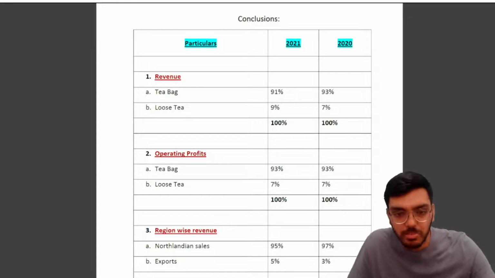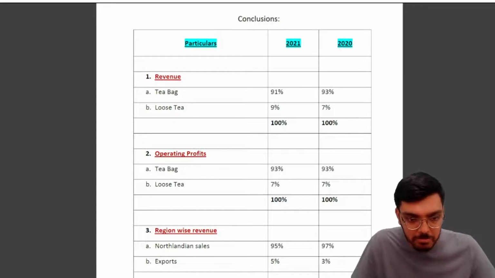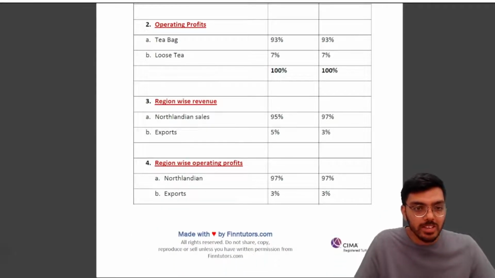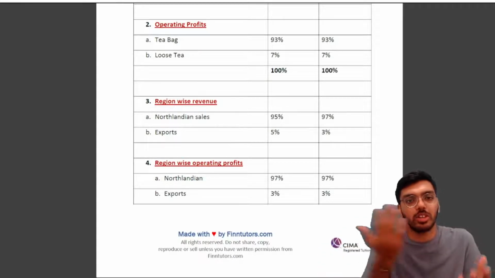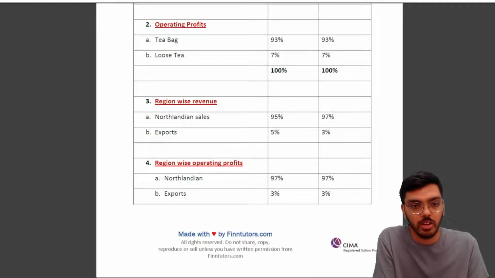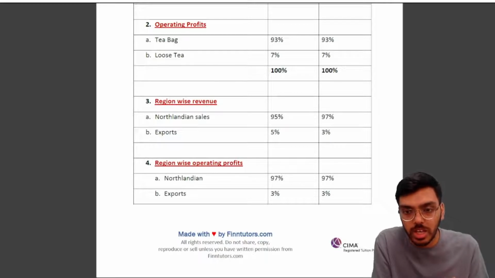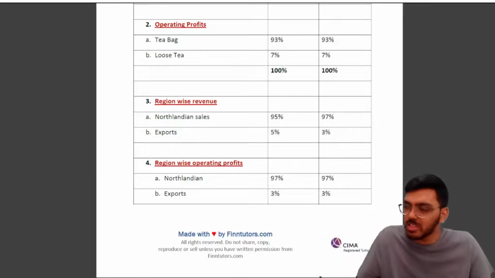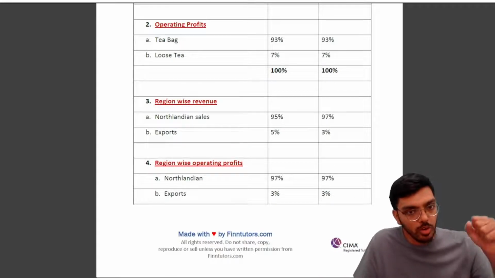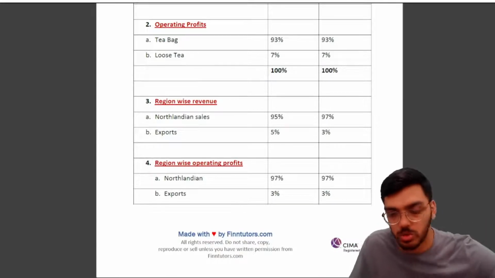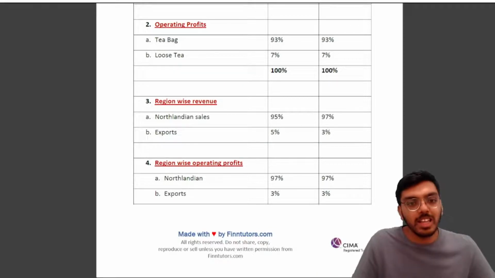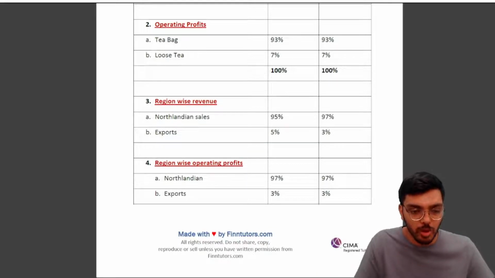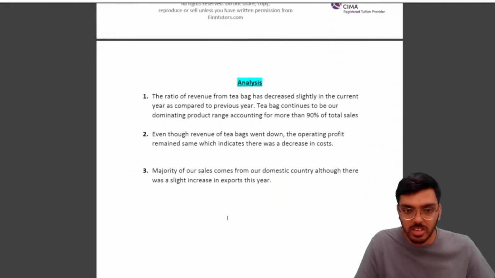Operating profits pretty much remained the same. If you look at the region wise revenue, your exports have gone up a little bit, but your Northlandian sales are your major share, are the only area that you are looking at as of now, because 5% in a very big company is negligible. So your Northlandian focus has been absolute, but for the company to grow, expansion is on the cards. And then the region-wise operating profits have also been given, which have remained the same.